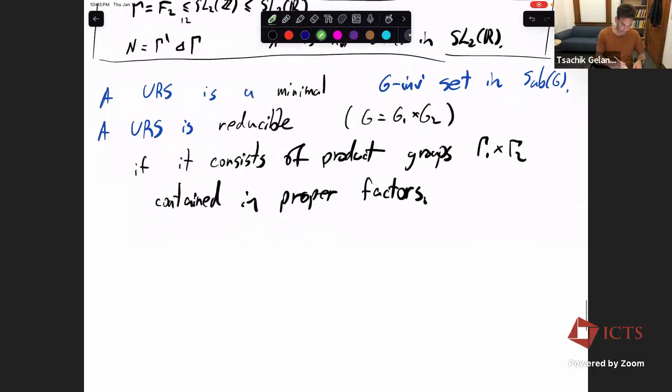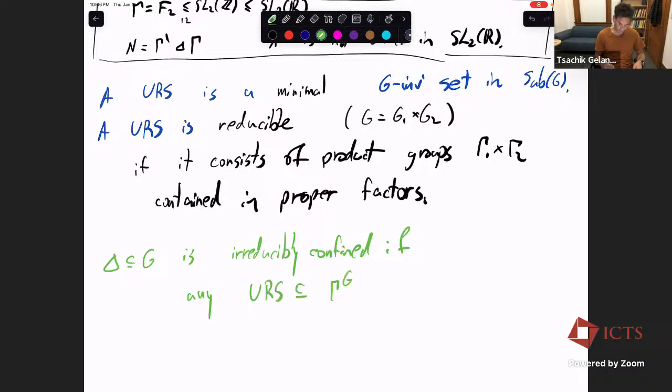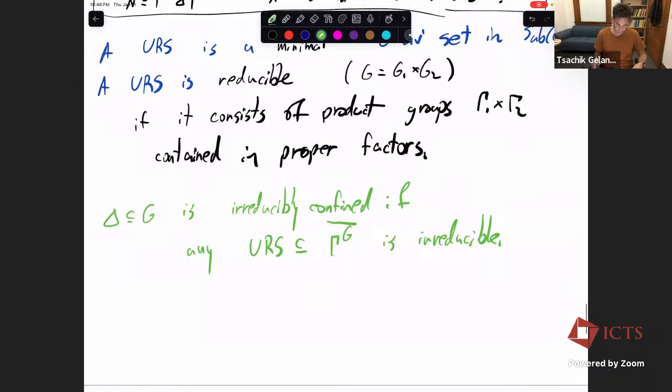And then another definition: delta inside G is what we call irreducibly confined if any URS which is contained in the closure of the conjugacy class of delta is irreducible. It's not hard to show that if delta itself is an irreducible lattice, then it's irreducibly confined.